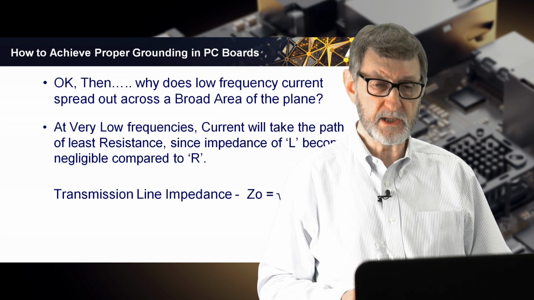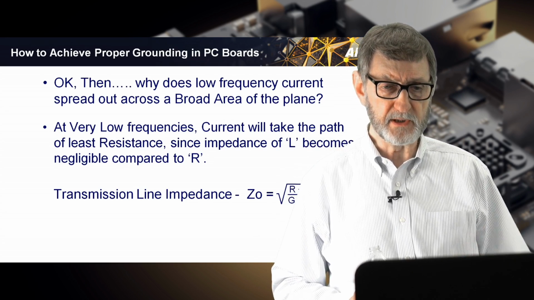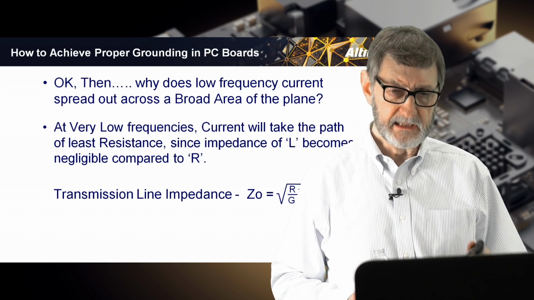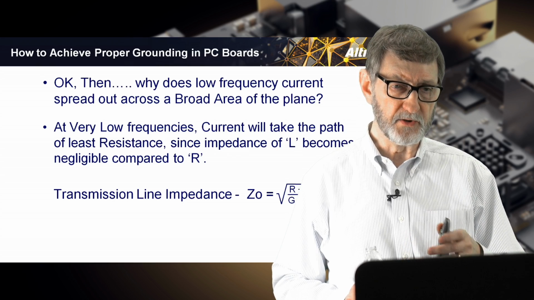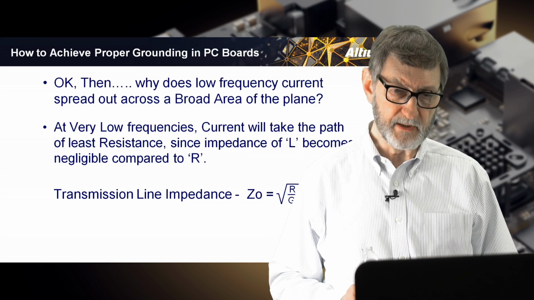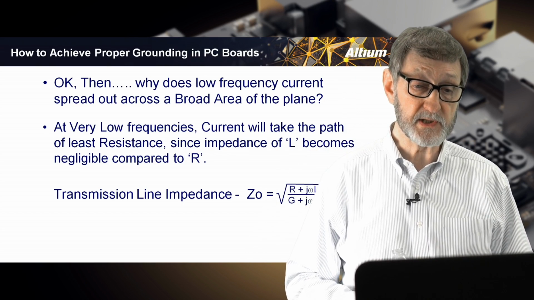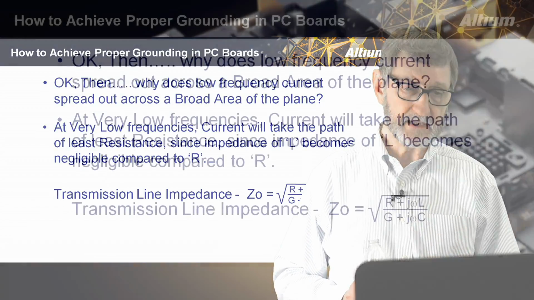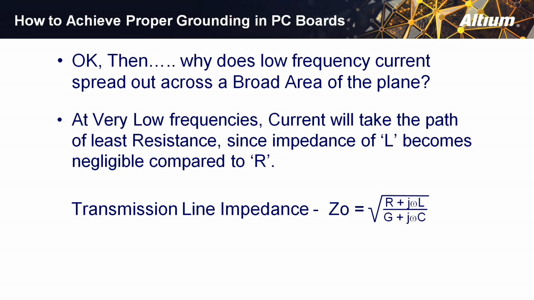The full equation for impedance, I showed it as the square root of L over C. It's actually more complex than that. It's R plus jωL divided by G plus jωC. R being resistance of copper. Think about what happens at DC. What's the impedance due to inductance in the numerator of that equation going to go to at DC? It's going to go to 0, which means that the numerator at DC will be dominated completely by resistance.